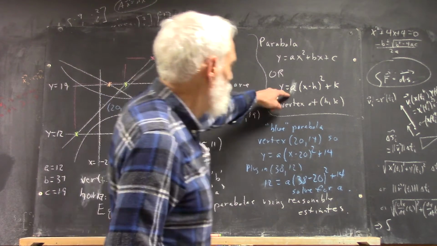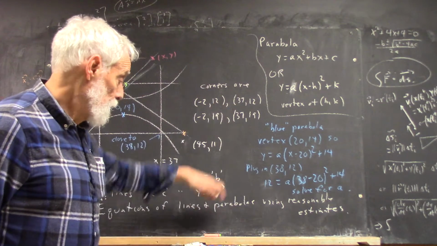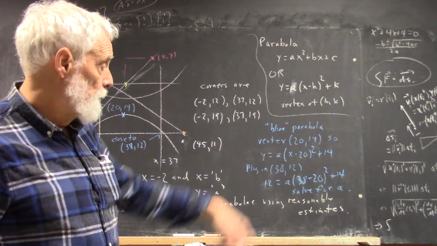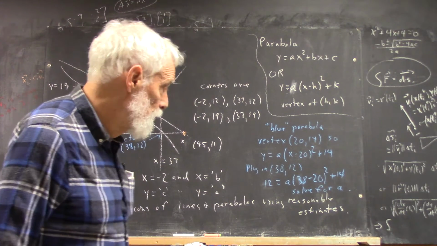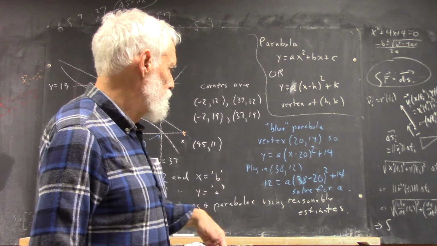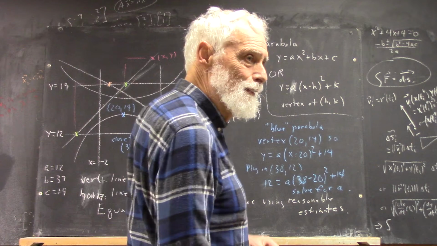Solve for A and you'll have your equation. Now, I'm not going to go through the arithmetic of that. Just for reference, I'll tell you that 38 minus 20 is 18. 18 squared is 324. Subtract that, so it's going to be negative 324 over 12. Okay?